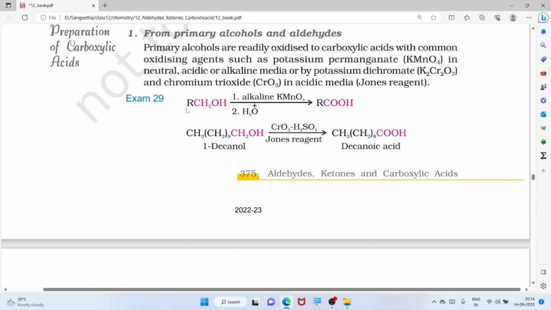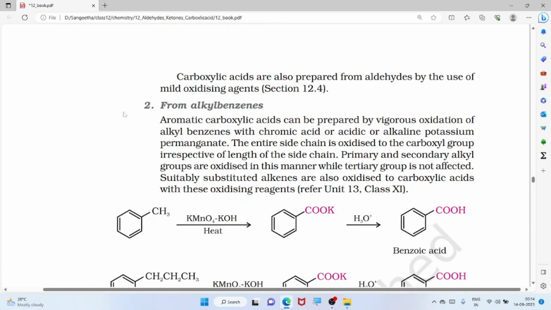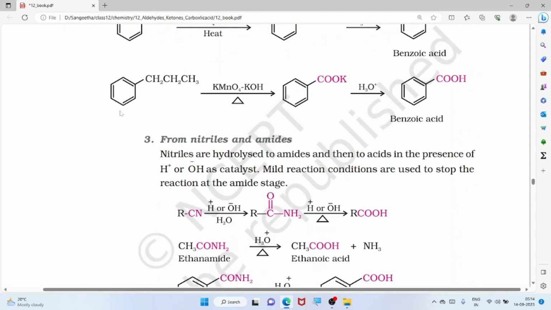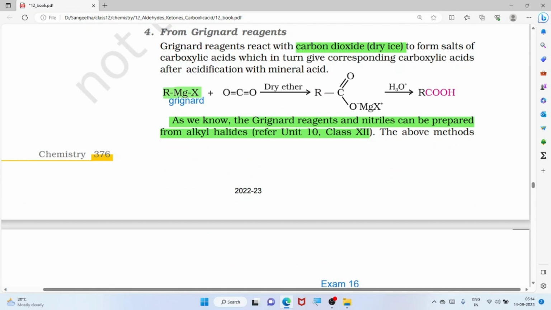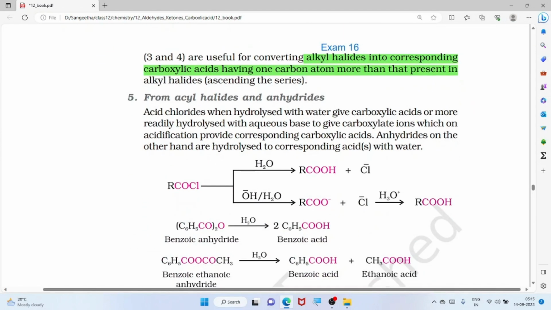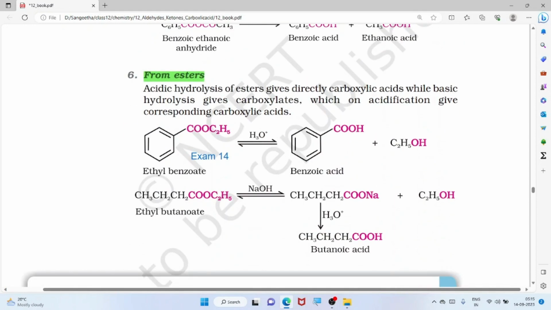How to prepare carboxylic acid from alcohol? This is a Grignard reagent, RMgX. From this, how to prepare carboxylic acid? This is one carbon more than the parent. From esters, how to prepare carboxylic acid?